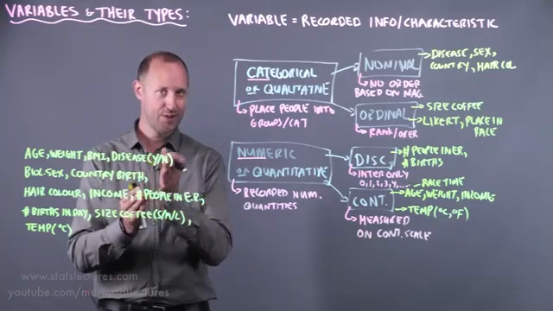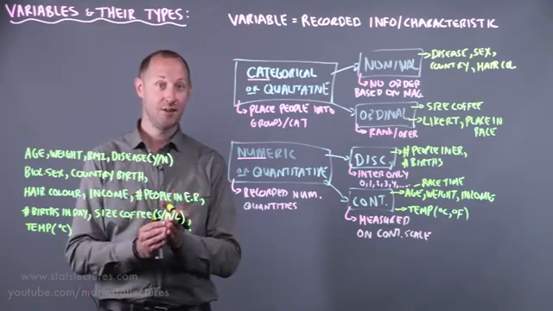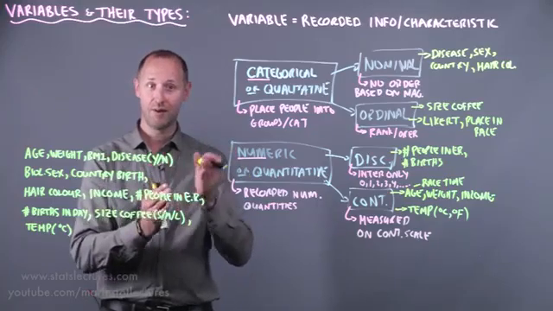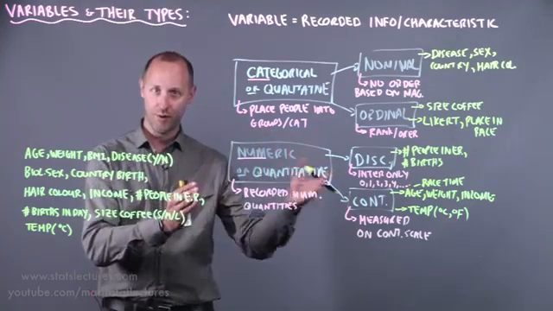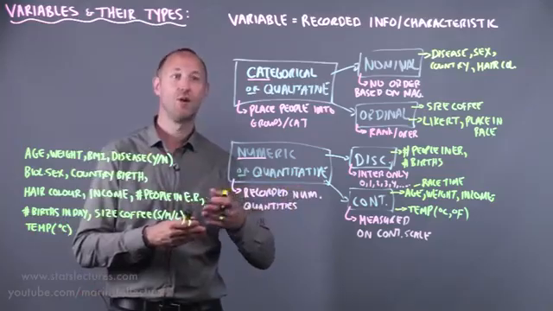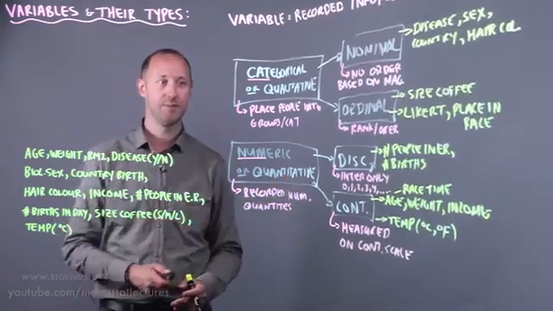The distance between first and second place isn't necessarily the same as the distance between second and third, or the distance between third and fourth, and so on. Right? So these are rank variables or ordinal variables.